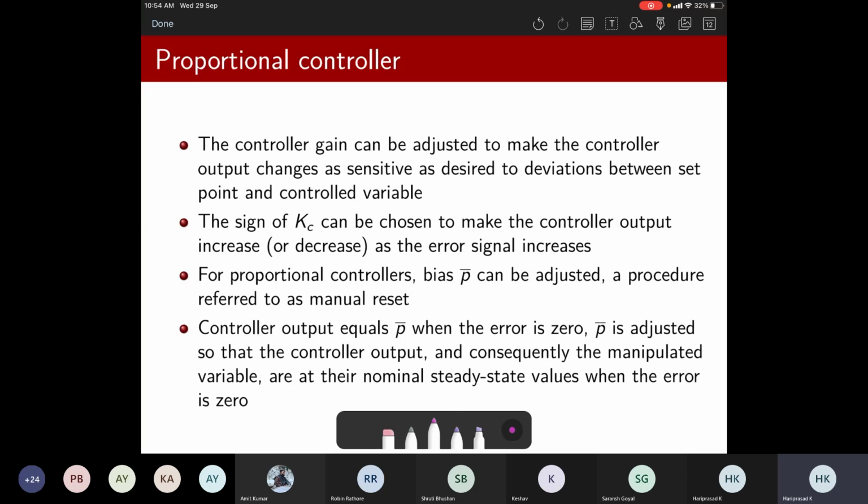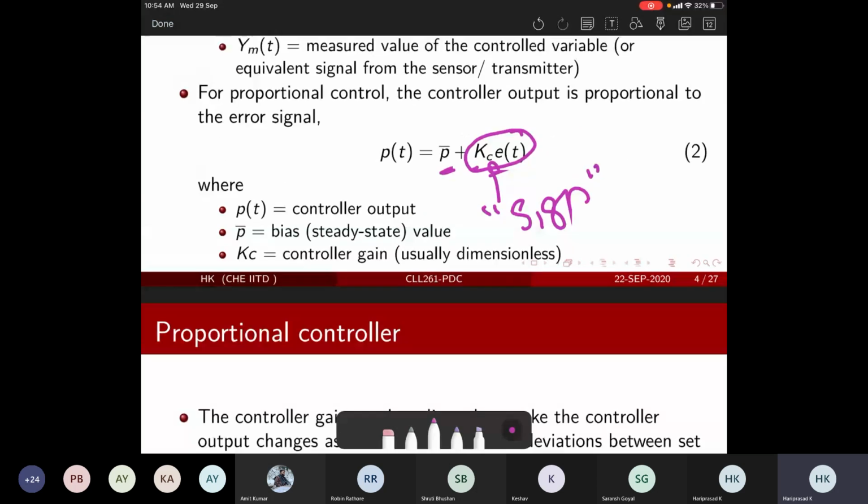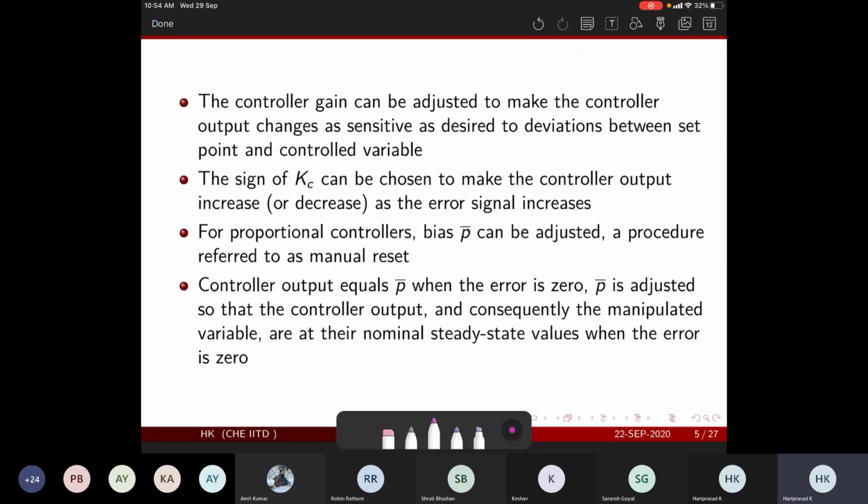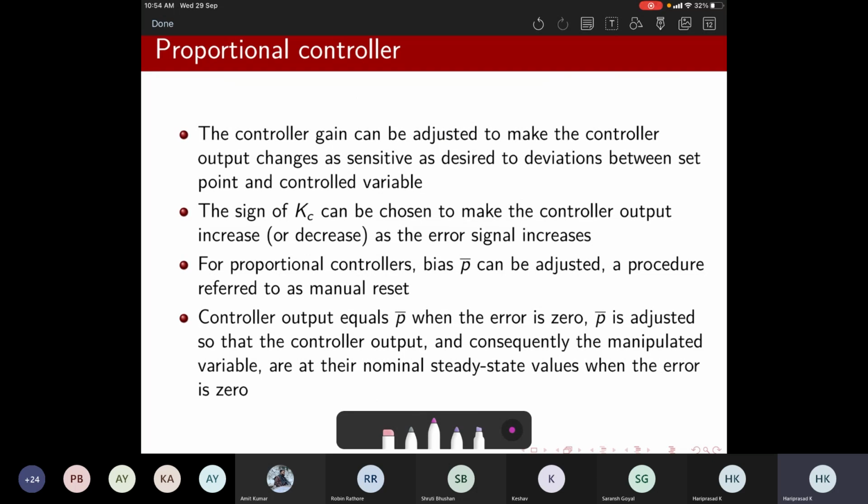But this is one of the oldest and probably the simplest methods. Two things: oldest and simplest. So there are some issues over here. Let's first look at what proportional control is all about, then we'll see what the problem is.